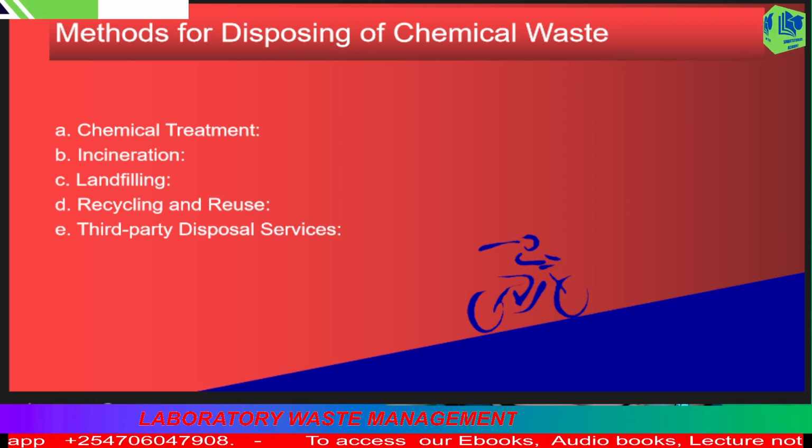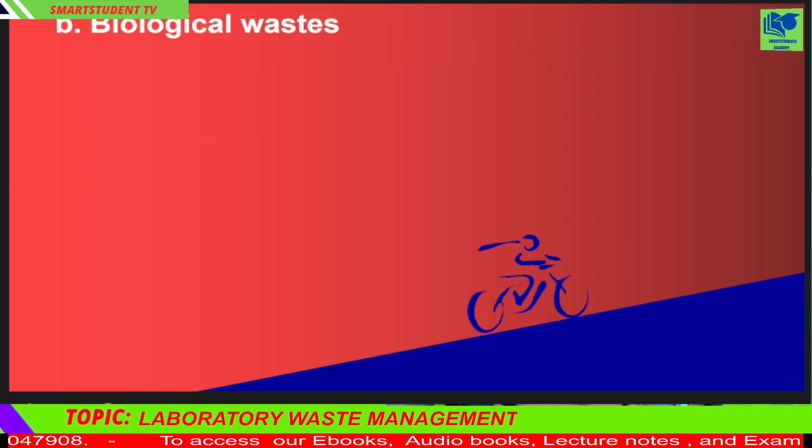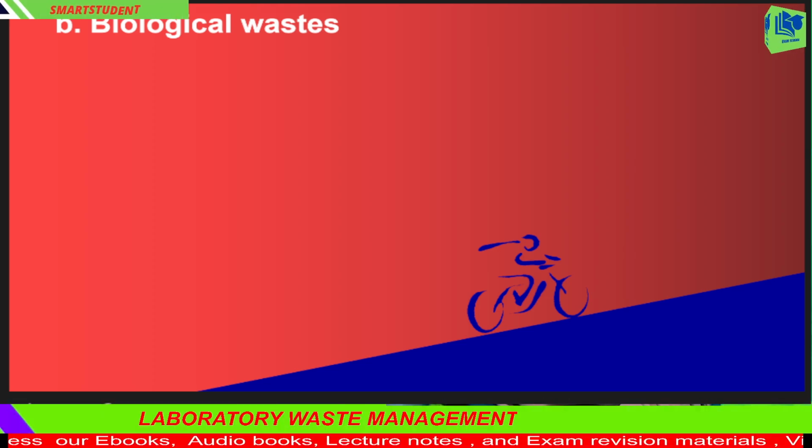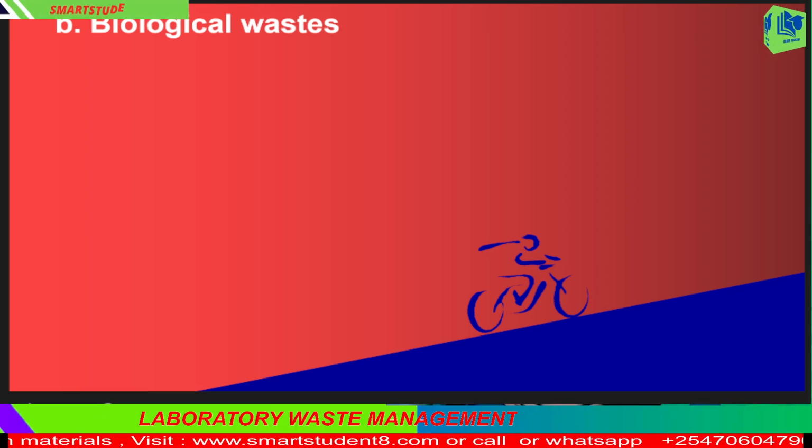8. Conclusion. Effective laboratory chemical waste management is crucial for protecting human health and the environment. Proper segregation, labeling, storage, and disposal, combined with staff training and adherence to regulations, are key to minimizing the risks associated with chemical waste. Laboratories must prioritize sustainable practices and aim to reduce waste generation through better resource management and recycling initiatives. Next, let's look at management of biological, biomedical, and infectious waste.